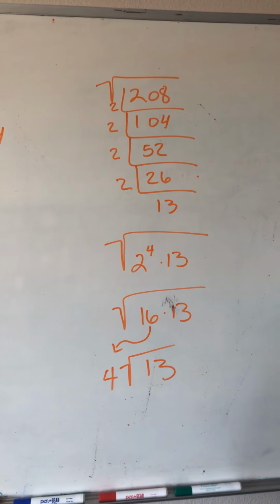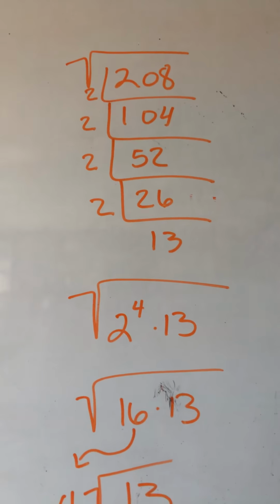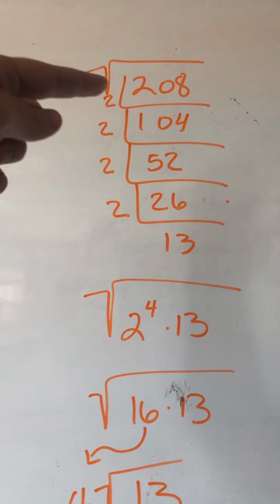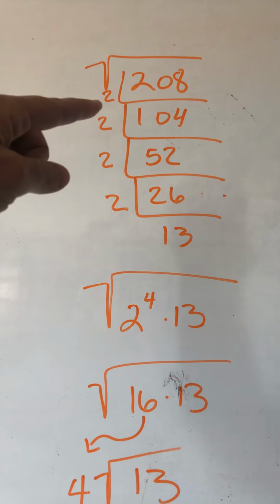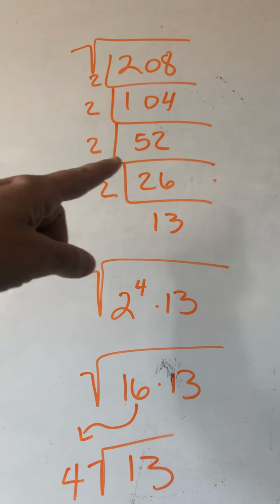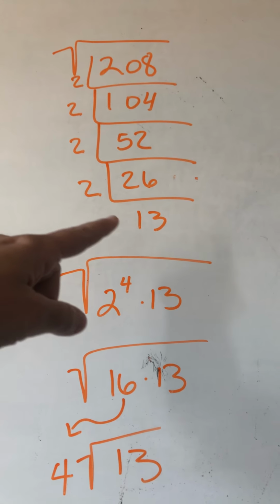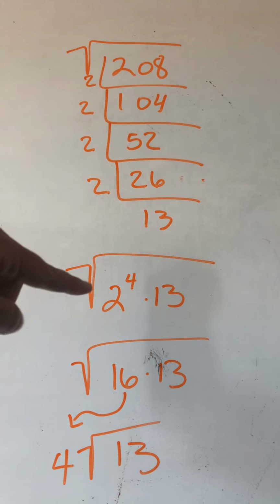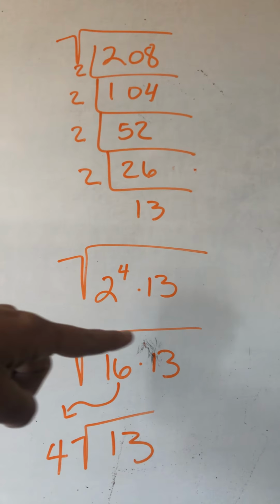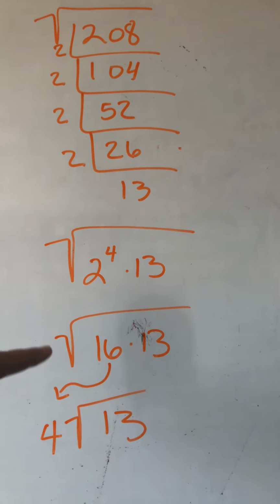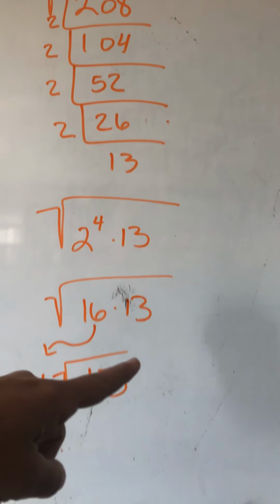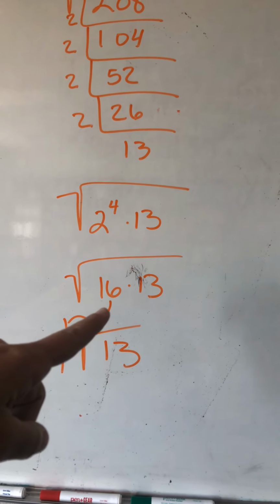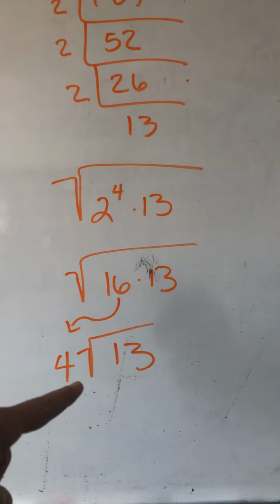When you're finding the square root of a large number, you want to go ahead and factor that number down. So you start with the 208, and I use my upside down division symbols. Divided by 2 gives us 104, divided by 2 gives us 52, divided by 2 gives us 26, divided by 2 gives us 13. So this is all still under the square root of 2 to the 4th times 13. But 2 to the 4th is 16. So my answer is the square root of 16 times 13. And my 16, I can take the square root of, which is 4. So 4 times the square root of 13 is the answer.